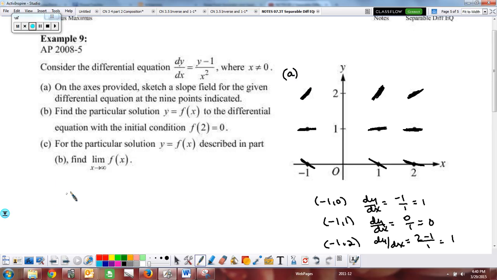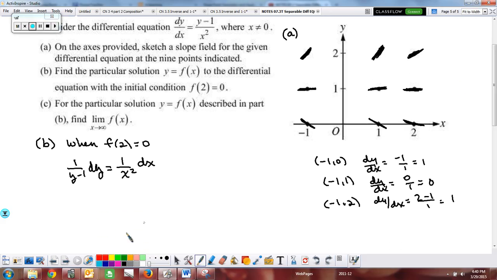Find a particular solution, and I'm using f of 2 equals 0. So step 1, separate. Now be careful here because the x squared's in the bottom. What you really want to do is multiply by x squared, and so I have 1 over x squared dx. And then we want to have the y minus 1, so it's going to be 1 over y minus 1 dy. So there's our separation. We show the step where we separate. Then we integrate.